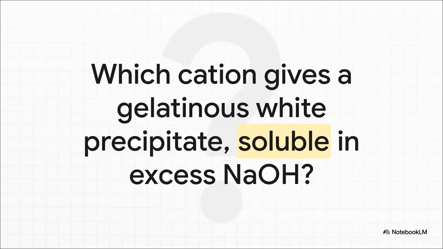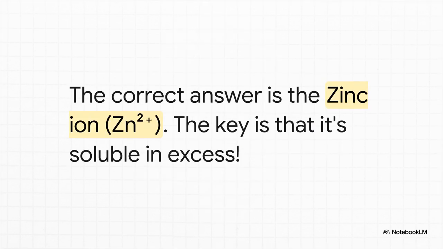Okay, let's try another one, this time from analytical chemistry. This is a classic test of your observation skills. They give you the result, and all you have to do is name the ion responsible. And the answer is the zinc ion, zinc 2+. Now, you might know that a few different ions give a white precipitate, but the absolute key detail here is that it's soluble in excess. That's the little piece of information that separates zinc from the others.